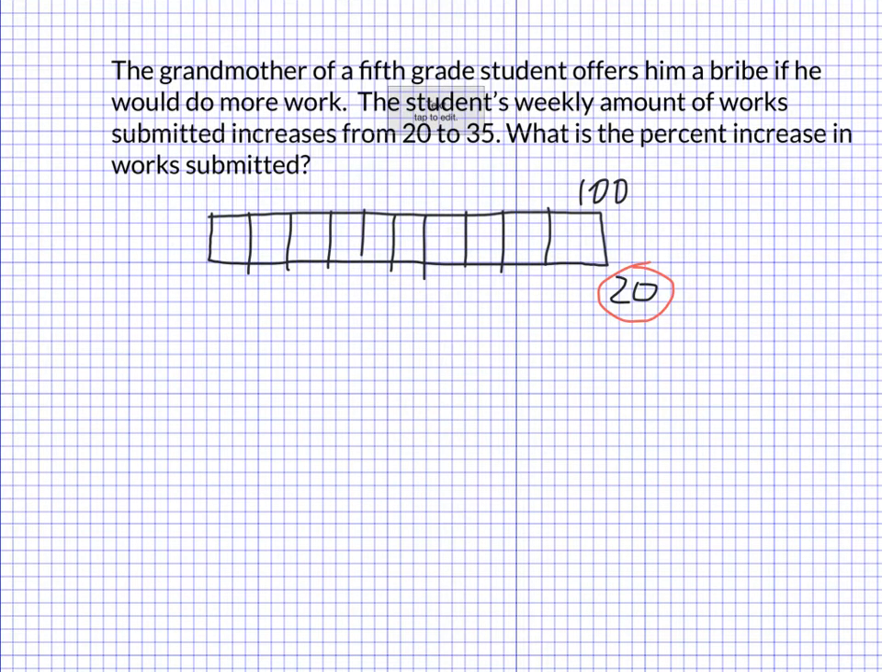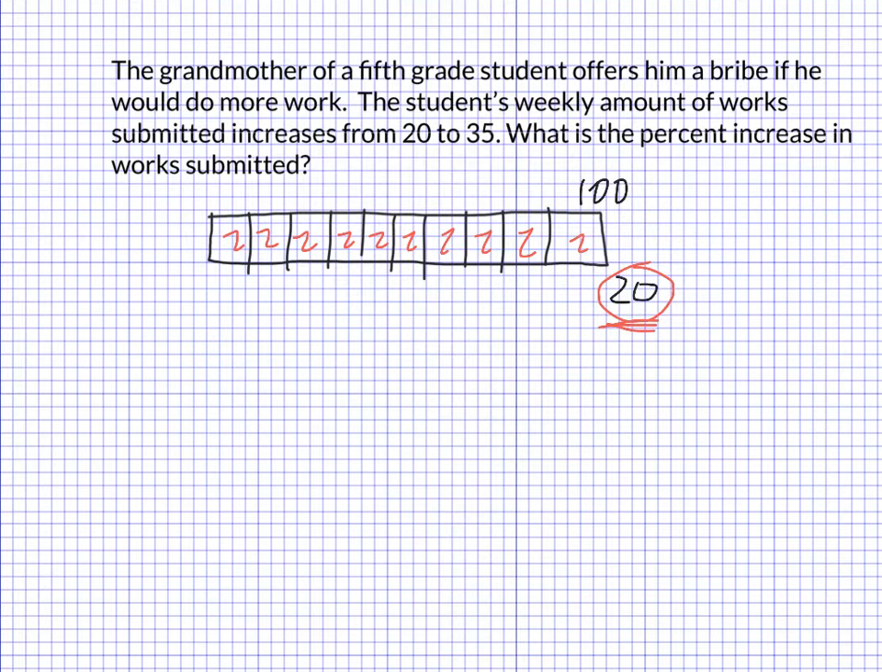So this problem is a little different. We want to find out the percent increase. So it's a little different than a discount problem because we're going to exceed the 100%. So first we have that previously the student was working and submitting 20 works per week. So that 20 divided by 10 means that 10% was 2.